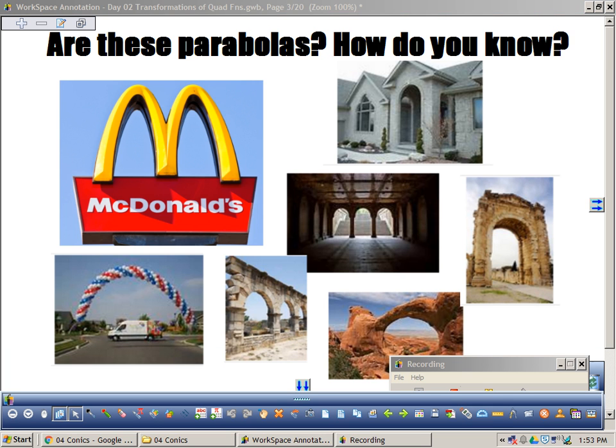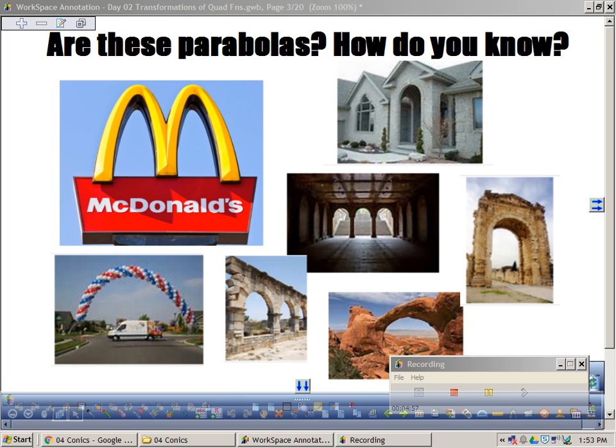So which ones are parabolas? Discuss for 30 seconds. Okay, in 5, 4, 3, 2, 1. Okay, I heard Lucas say something. What did you say, Lucas? The balloon one and the Grand Canyon one are the only ones. So what made you say that? Just the other ones are straight lines down.